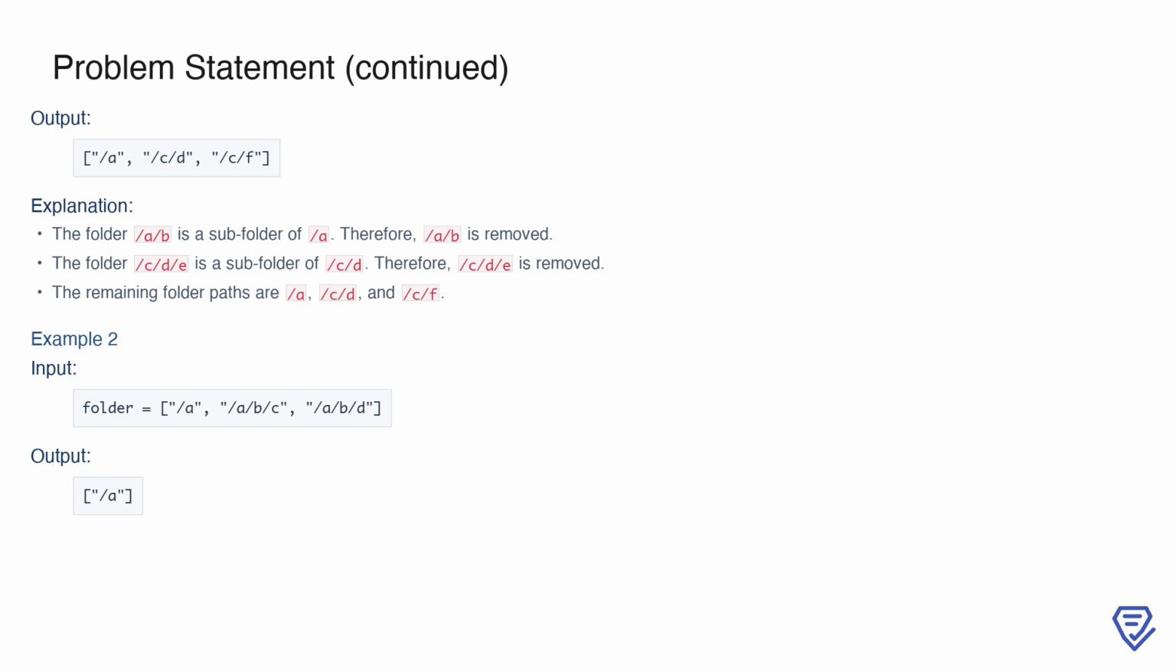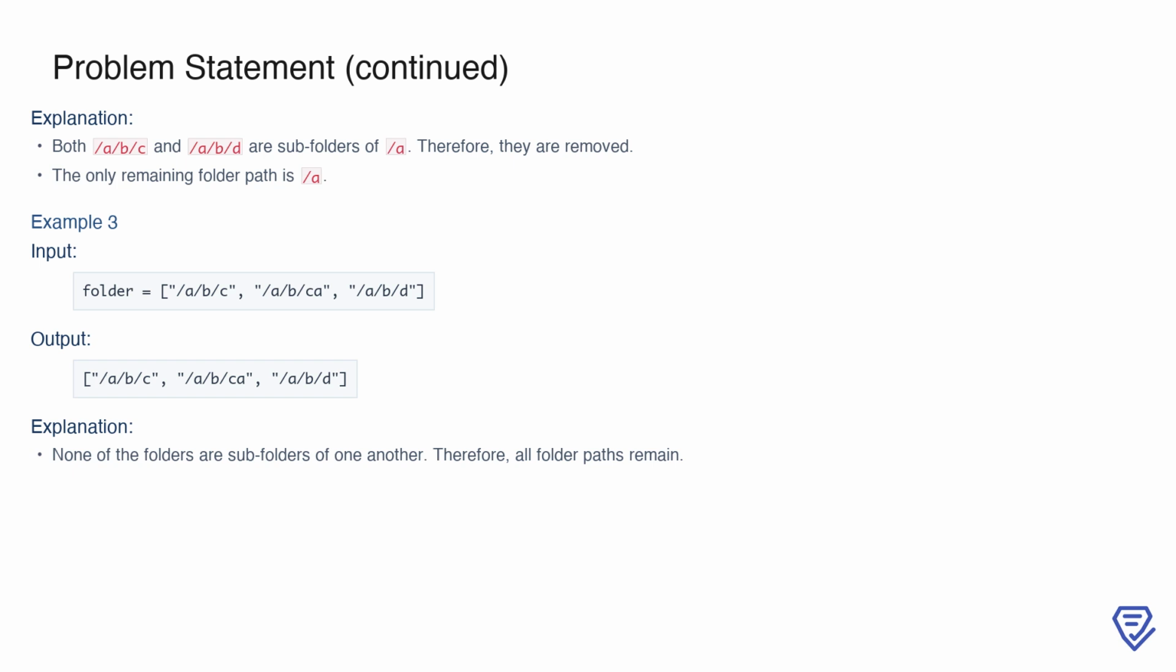Let's understand this with the first example. The input folder list is /A//B, /C/D, /C/D/E, /C/F. Here, /A//B is a subfolder of /A, so we remove /A//B. Similarly, /C/D/E is a subfolder of /C/D, so we remove /C/D/E as well. The remaining folders /I, /C/D, and /C/F are not subfolders of any other folder in the list. Thus, the output is /A//C/D, /C/F. This demonstrates how we systematically eliminate redundant folder paths to leave only the top-level directories.